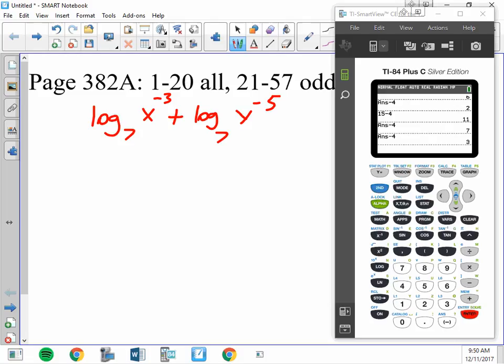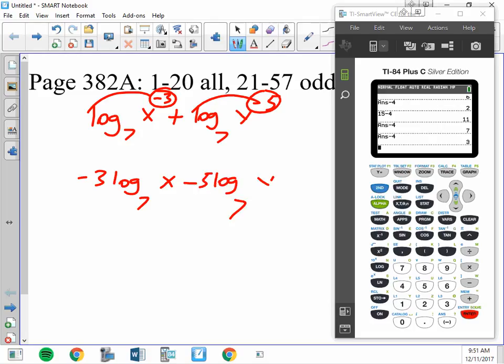My two things inside the logarithm are on top, so the logarithms end up being positive, but the exponents are negative. So we're going to drop this down, and we're going to drop this down, and I get negative 3 log base 7 of x minus 5 log base 7 of y, because the exponents that I pulled down were negative.